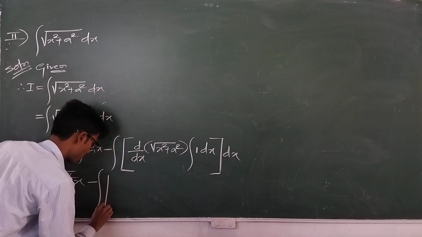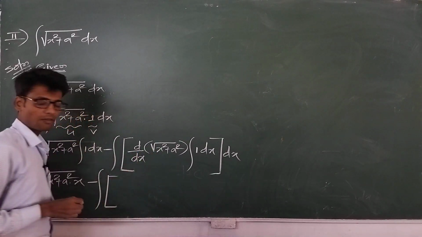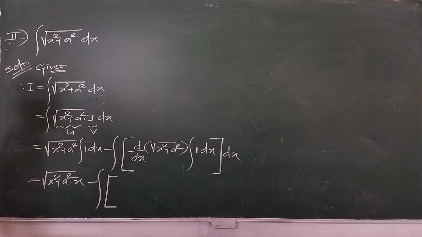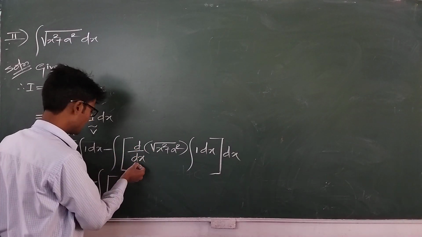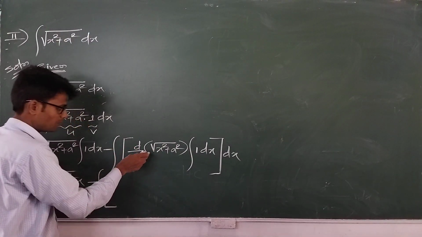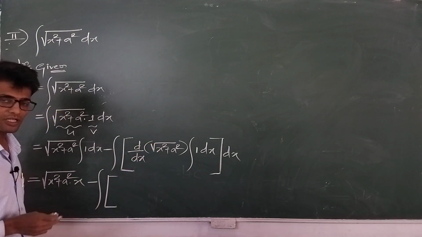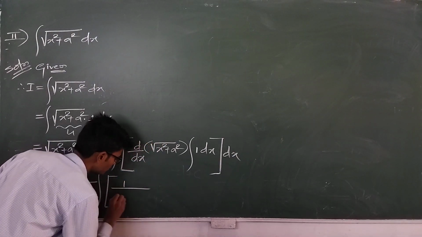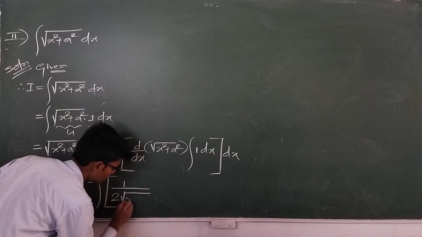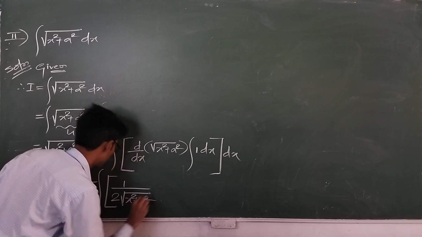Next, differentiation of square root of x square plus a square with respect to x. It is 1 divided by 2 into square root of x square plus a square.